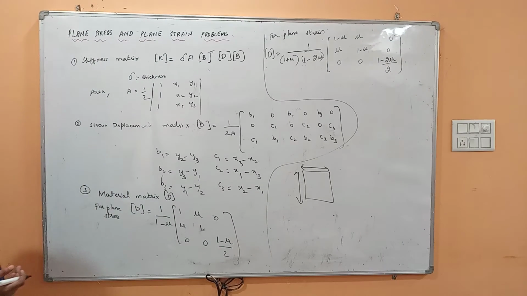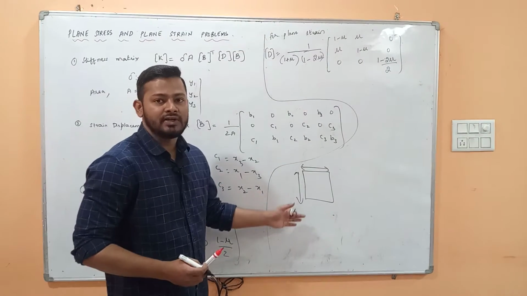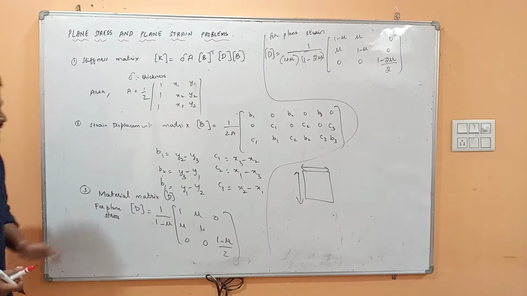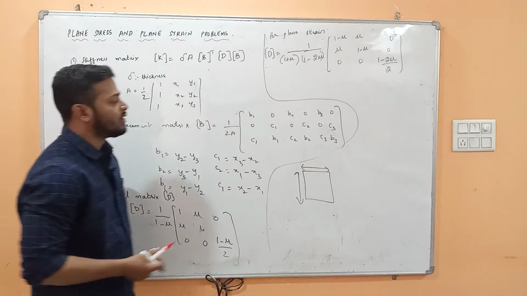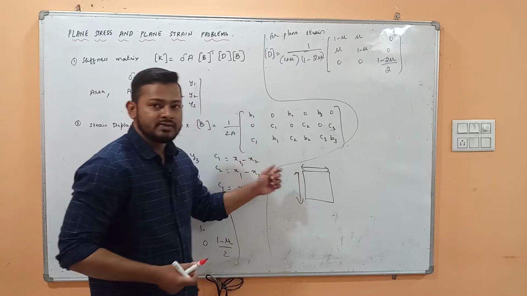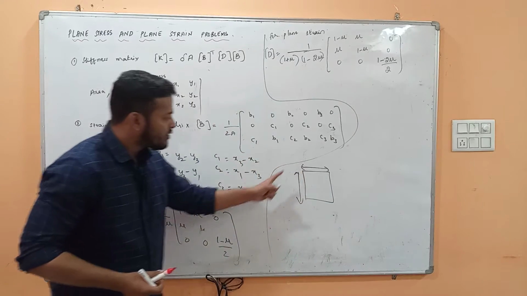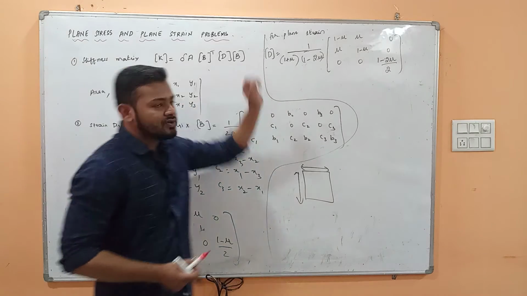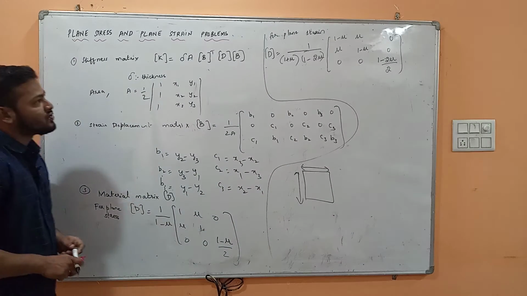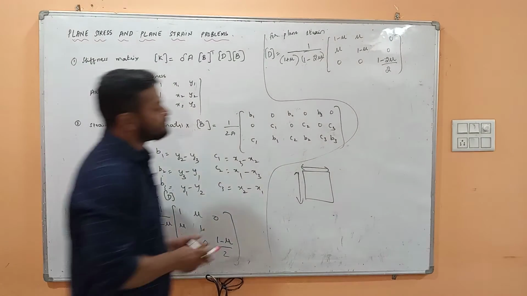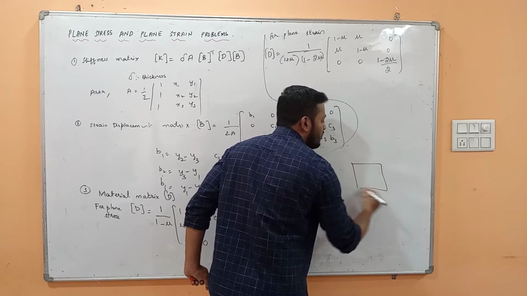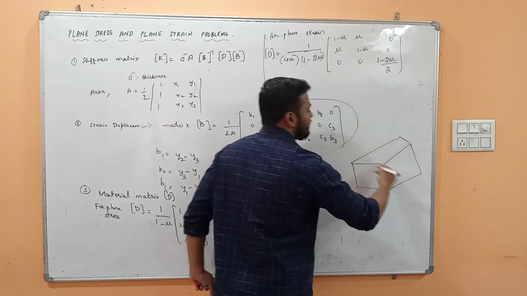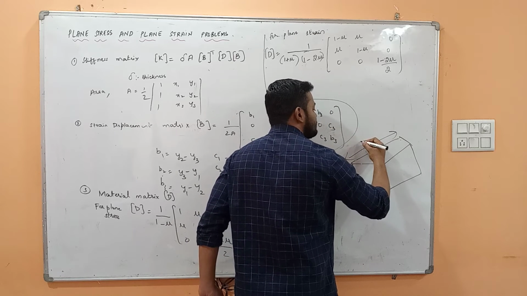So when we have bodies in which the thickness is negligible, like sheets, when we are performing analysis on such bodies, we have to take the plane stress condition into consideration. In these cases, the z direction is negligible, so stresses are only considered in the x and y directions. In the same way, what is plane strain? Plane strain is analysis used for solid bodies in which the z direction, that is the thickness of the body, is very long.